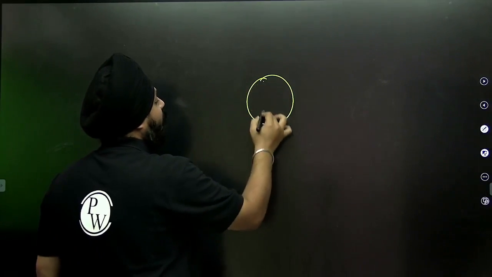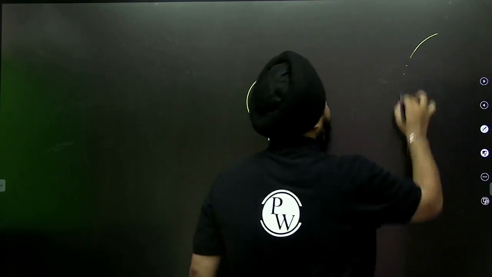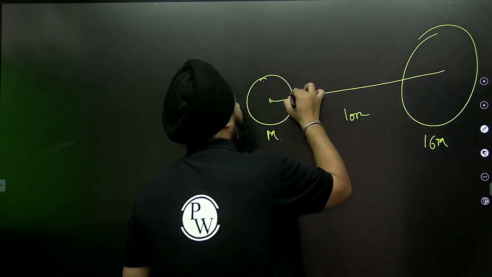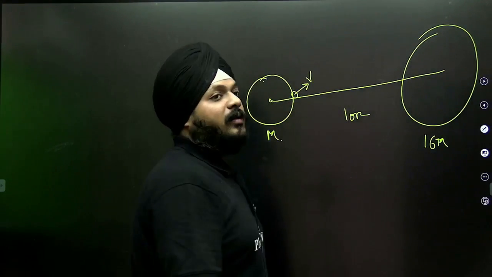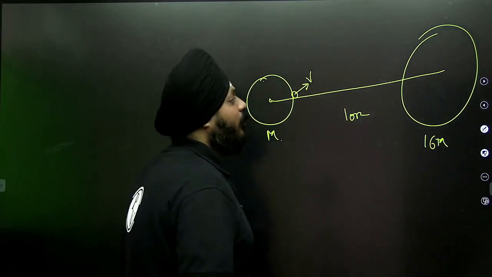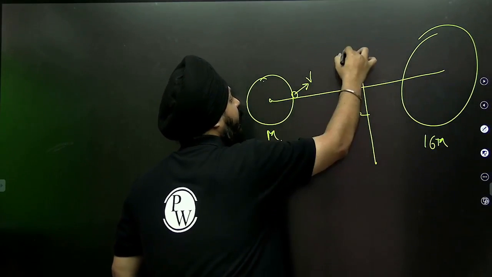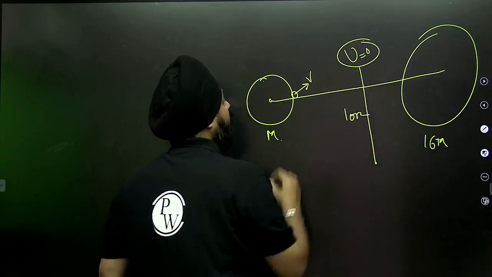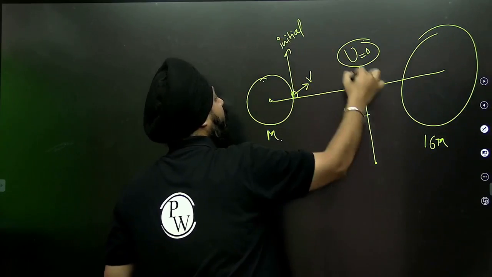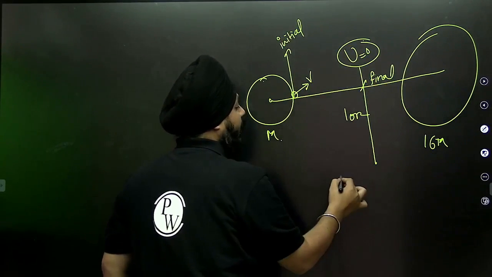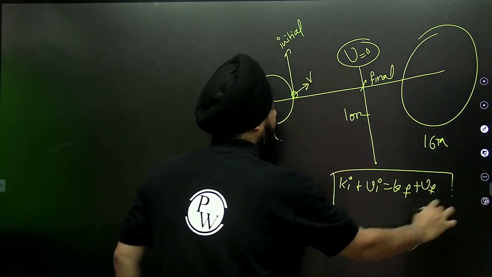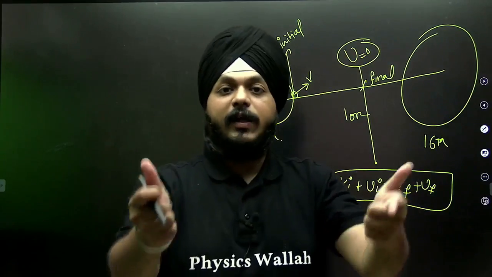Suppose this is a planet of mass m, and this is a planet of mass 16 m, separated by a distance of 10 r. With what velocity should the particle be projected such that it can reach the other planet? In this case also, first of all, we need to find where the net potential energy is 0. Then this will be your initial point and this will be your final point. Just apply the work energy theorem: initial kinetic energy, initial potential, final kinetic energy, final potential. One of the applications of the work energy theorem. You will get the answer.